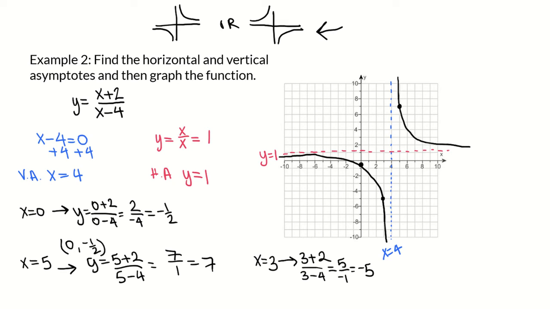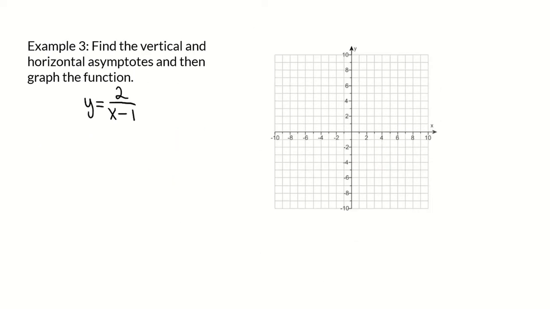And you could plot more points to get a more accurate graph, but you use the asymptotes as guides and then plot a few points to see where the graph appears. Example 3: find the vertical and horizontal asymptotes and then graph the function y equals 2 over x minus 1.